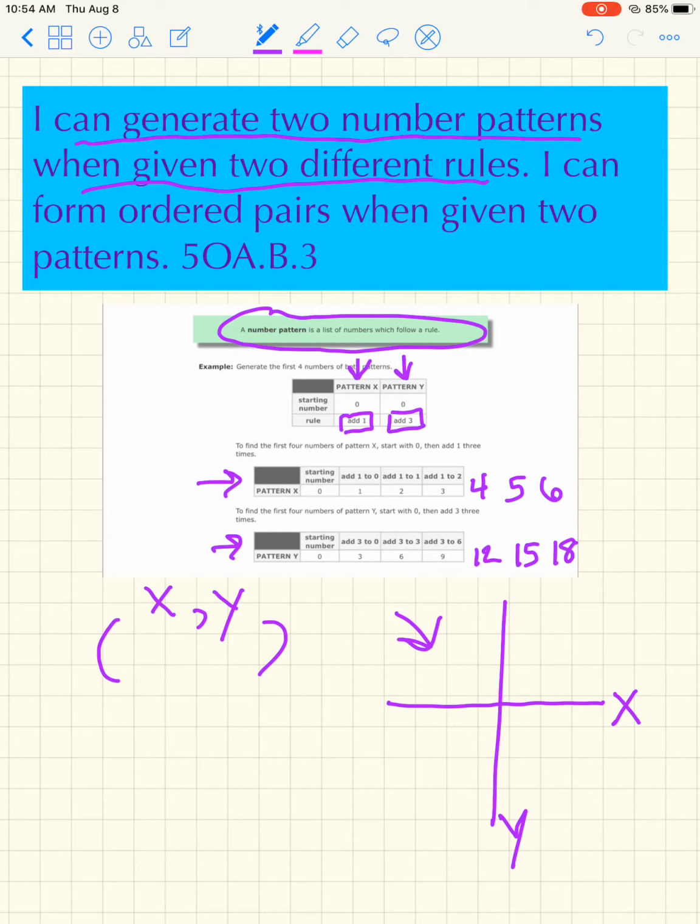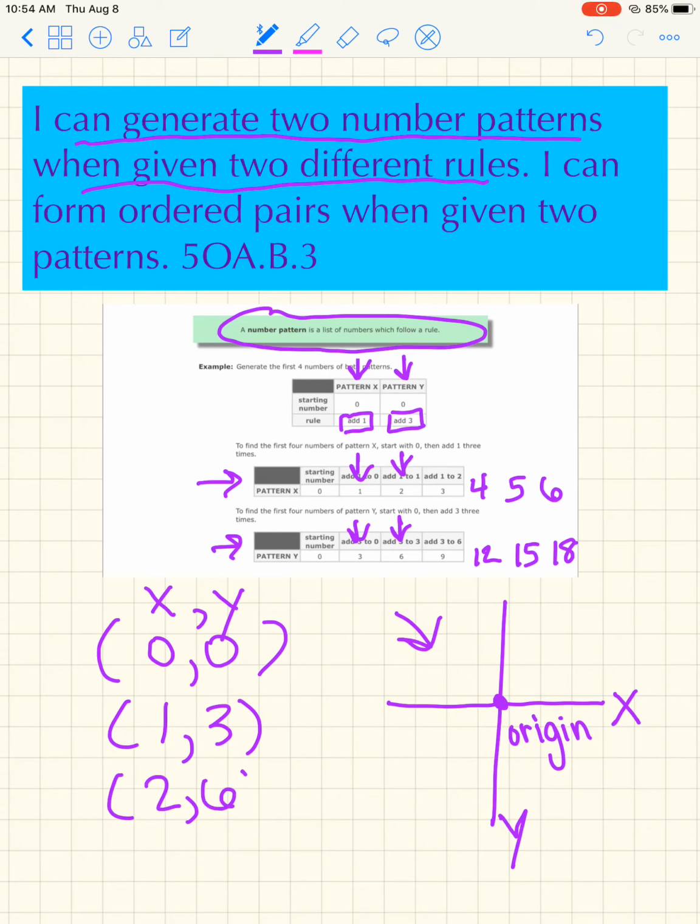So using the patterns that we have formed from our rule of adding 1 and adding 3, if I start with 0, 0, and just a reminder, 0, 0 is the origin of a coordinate plane. And then I would go to my first X and my first Y, 1, 3. Then 2, 6. Then 3 and 9. So hopefully this is a reminder of how I'm getting these X's and Y's.